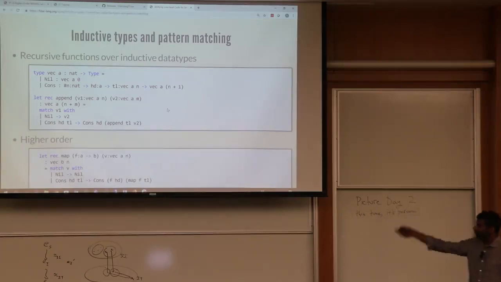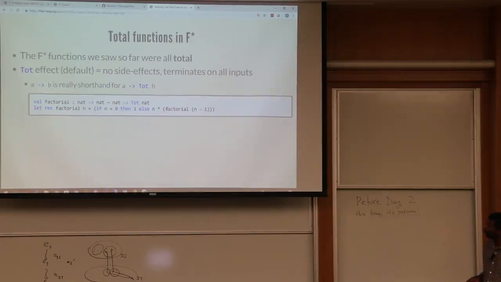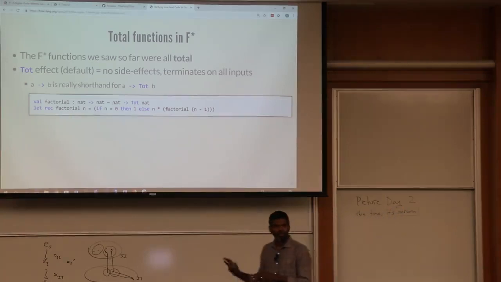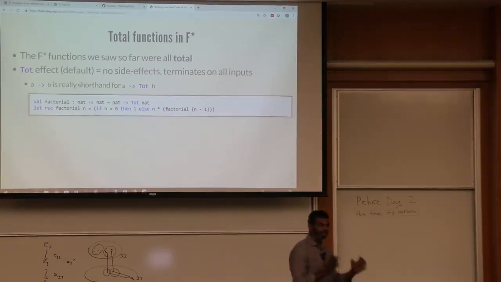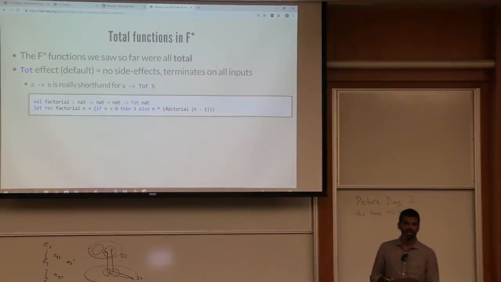It's also higher order over these index structures, as you'd expect. So the F* functions we saw so far were all total functions. And so that in some sense concludes my very brief tour of the functional core of F*. Now we're going to start looking at effects.